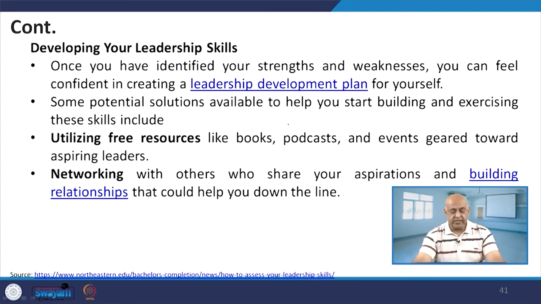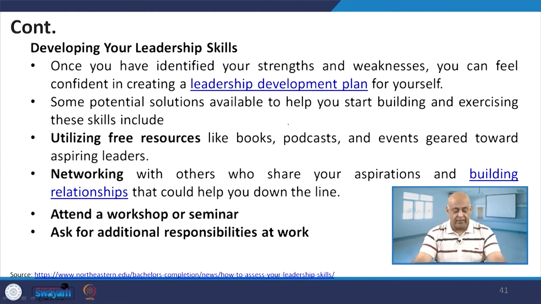Here are some potential solutions to help you start building and exercising these skills. There is always certain help available, such as free resources like books, podcasts, and even groups geared towards aspiring leaders. Then there is networking with others who share your aspirations and building relationships that could help you down the line. You can also attend a workshop or seminar, and in that way we learn to develop our skills.